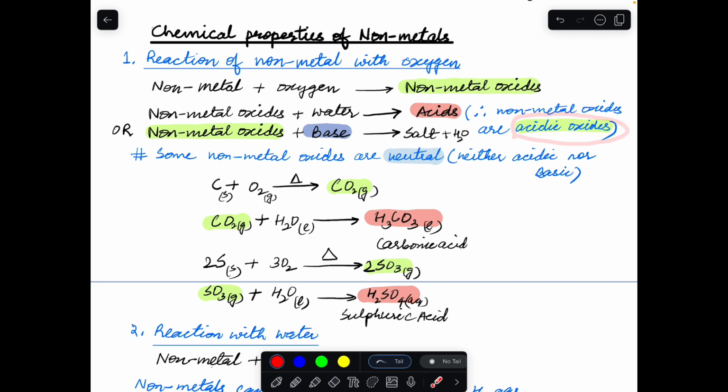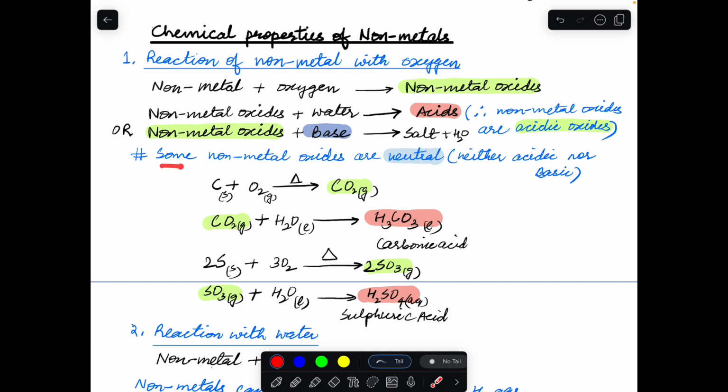So the very first difference between metals and non-metals is that metals form basic oxides while non-metals will form acidic oxides. Why are we saying acidic oxide? Because when these non-metal oxides are dissolved in water, we will get acids or an acidic solution. Or when these non-metal oxides are treated with a base, we will have an acid-base reaction, therefore we'll get salt and water. So these two reactions confirm that non-metal oxides are acidic oxides.